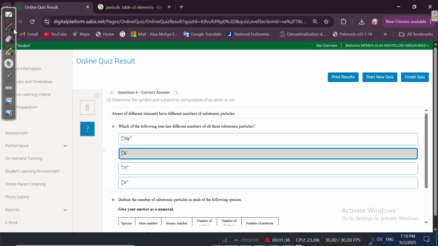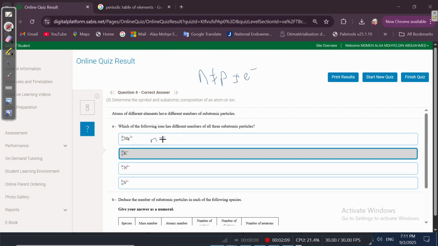Atoms of different elements have different numbers of subatomic particles. Subatomic particles are the neutrons, protons, and electrons. Which of the following ions have a different number of all three subatomic particles? Let's see. The ions here: they're saying the number of neutrons should not equal the protons, which should not equal the electrons. Let's see what we have.